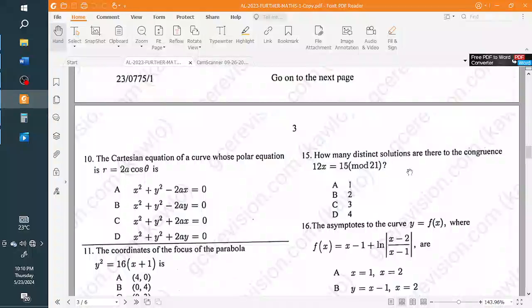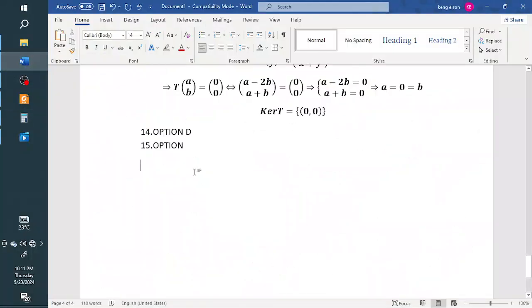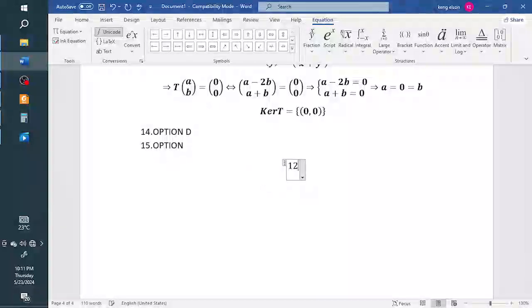How many distinct solutions are there to the congruence equation? 12x is congruent, I think this equal to is a mistake. 12x is congruent to 15 mod 21.